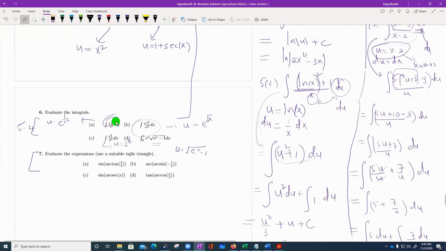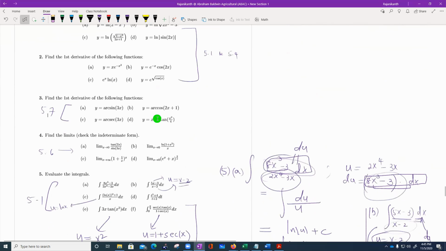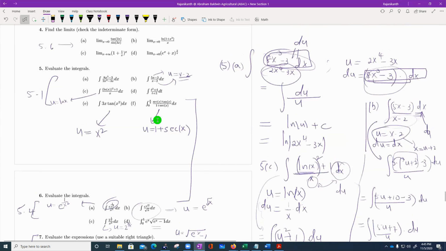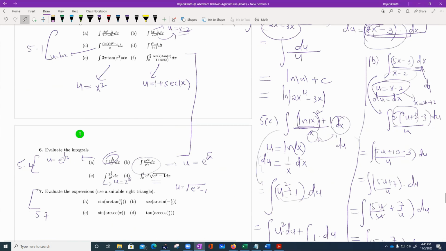So I think the remaining ones should be either 5.6 or 5.7. Finding limits should be 5.6. Inverse functions problem will be 5.7. That's it. Oh, okay. Where's 5.4 then? This is 5.4. Exponential is 5.4.